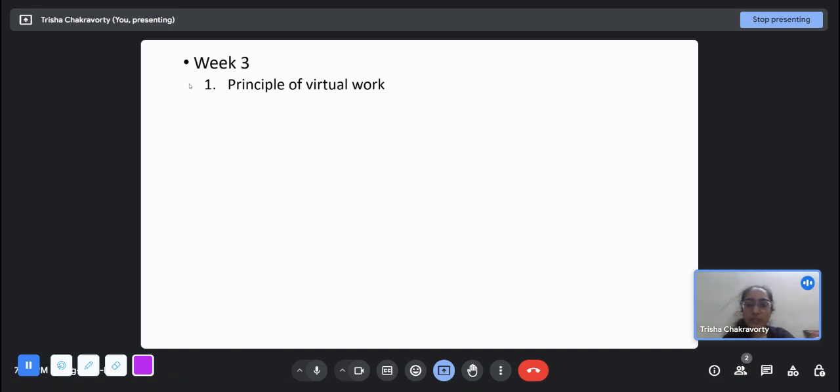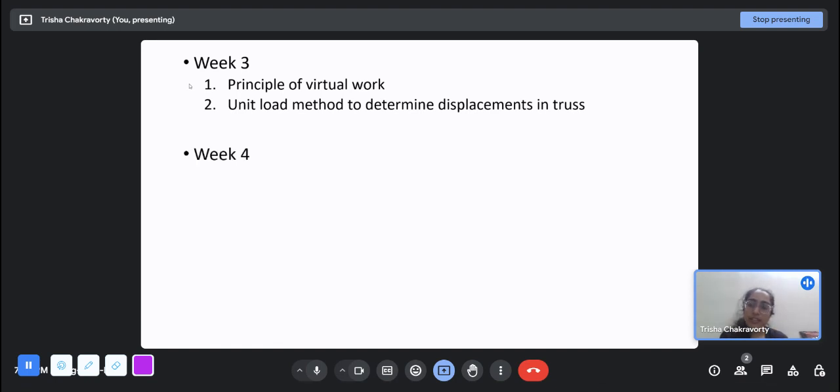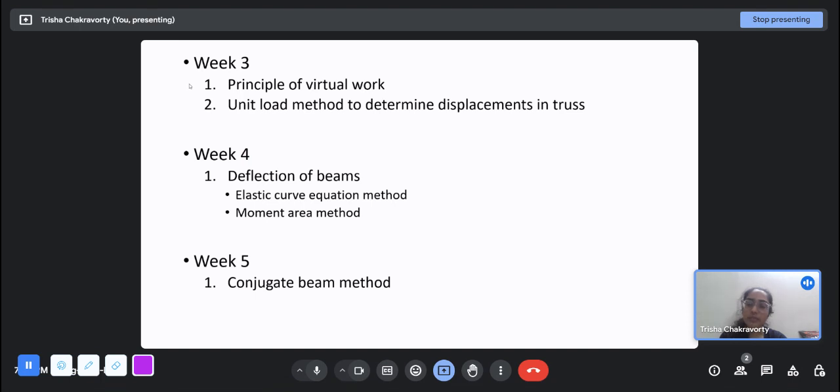We started with the principle of virtual work, which can be extended to the unit load method to determine displacement, the nodal displacements in a truss. And in week 4, we looked at the displacement response of beams, deflection of beams. There are several methods. The elastic curve equation method works directly with the governing differential equation of the beam. The moment area method is an application of the elastic curve method. It is a simplified version of it. And another simplified version is the conjugate beam method. Conjugate beam method and moment area methods are used more frequently than the differential equation method, but basically all of them will give the exactly same answer. So they are just variations on each other.